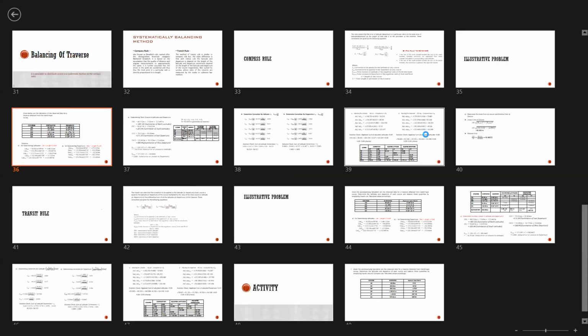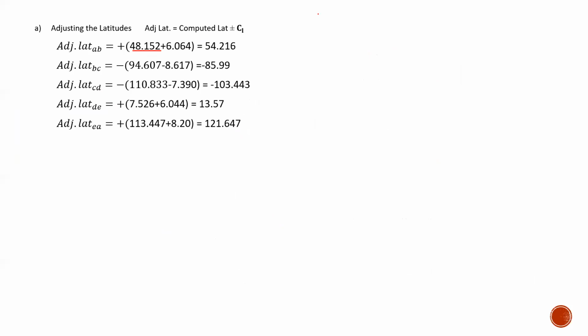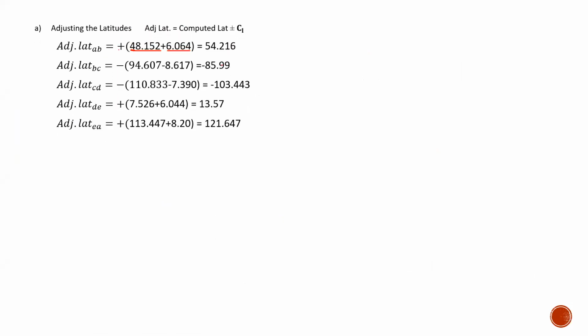Balik tayo doon. Ito yung pangit pag-presentation. Balik-balik lang tayo. Okay. So, positive, di ba positive yon? 48.152. Sabi nyo, mag-a-add tayo sa north. So, as you can see, north, di ba ito kasi positive. So, add tayo ng correction na 6.064. Ito yon. 6.064. That is 54.216 meter.